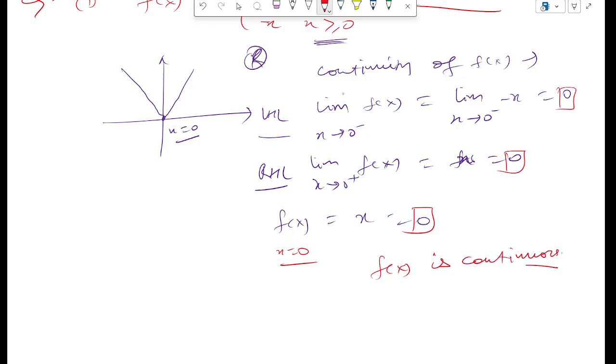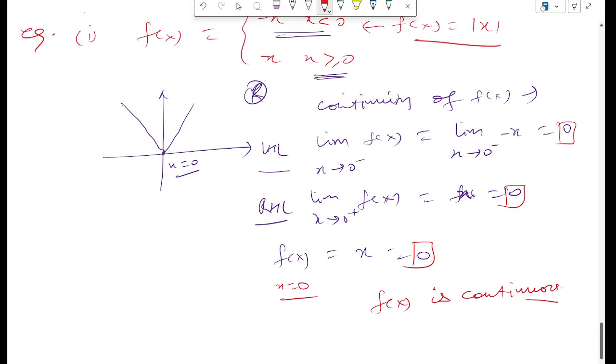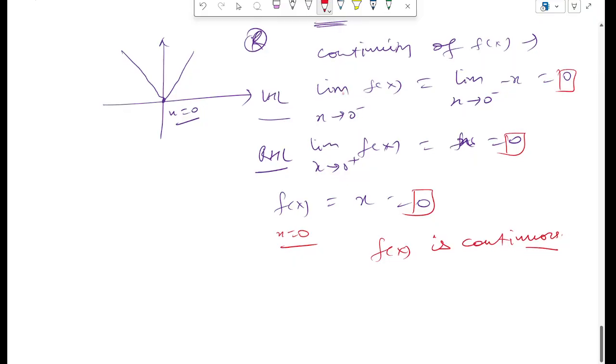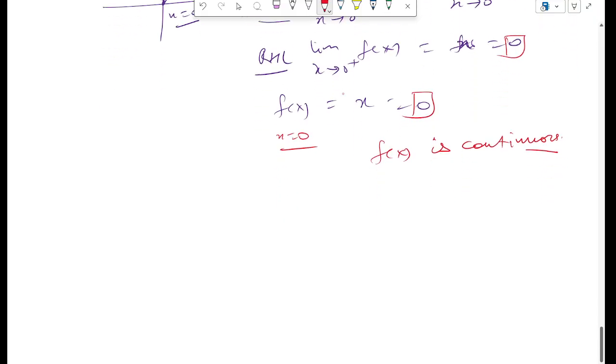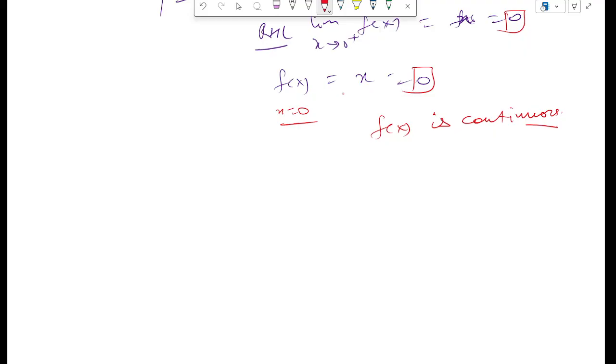Right? Now let's check the behavior of f dash x. We only check continuity, even for f x and also for f dash x. Since we are not familiar with derivability right now, we will check the continuity only. So let's see what is f dash x.